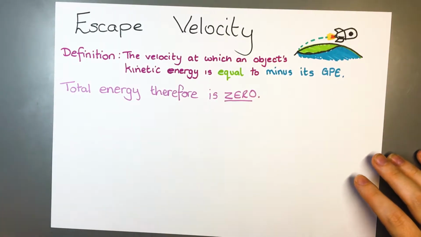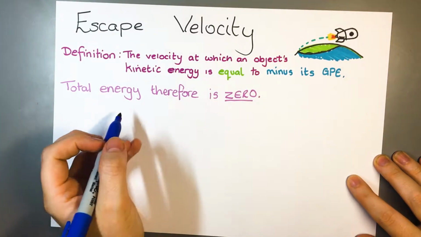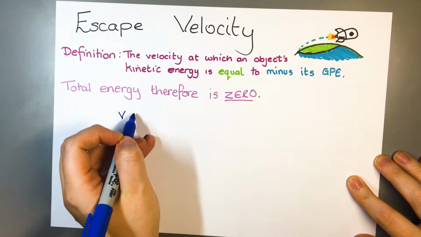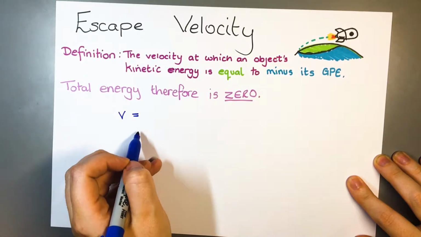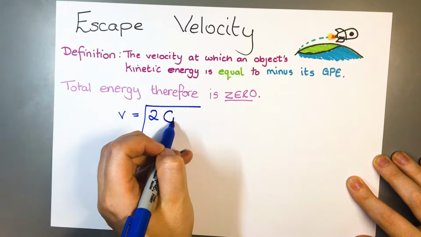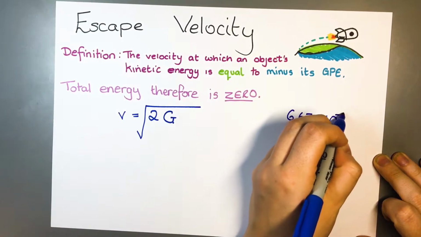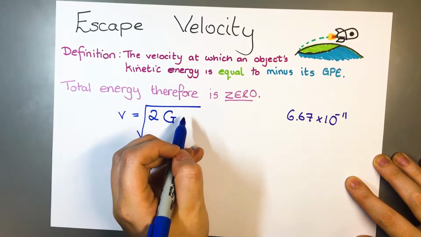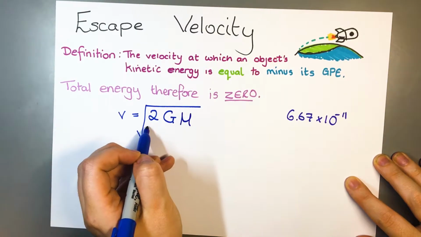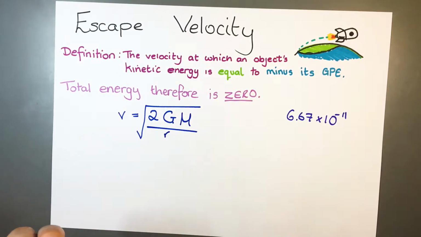I'm going to derive it and show you why that is the way it is. But the first thing we're going to need is the equation. The escape velocity is the square root of 2 big G, which is 6.67 times 10 to the minus 11, big M, divided by your R.